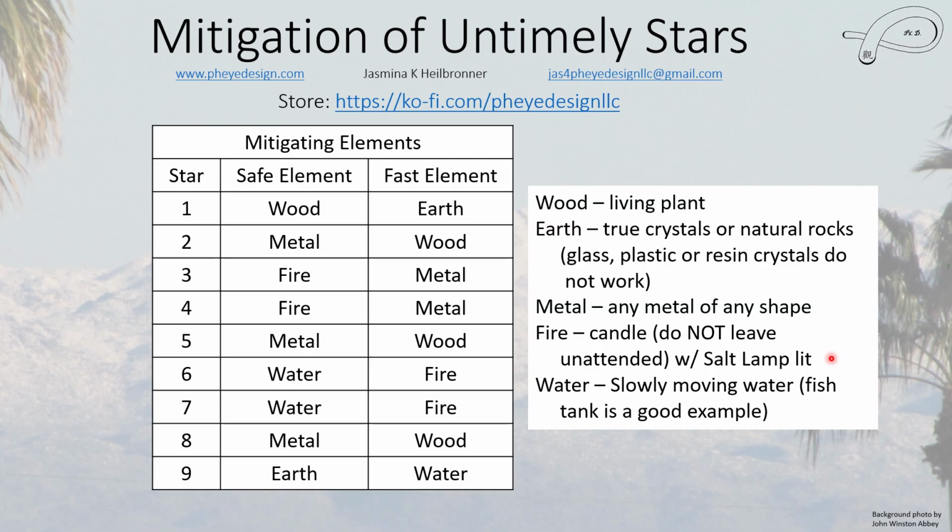Now, water is slowly moving water. A fish tank is a good example. And it should be fresh water, I should say. It could be one of the tanks that have a bubbler and all that kind of stuff. It will be too heavy to move most of the time because water is quite heavy. So this should be on a cart that you can roll around from one location to another, and they do exist, so it's fine.